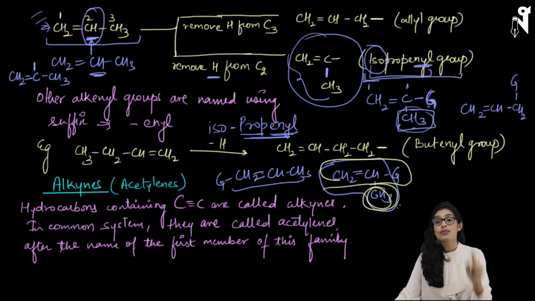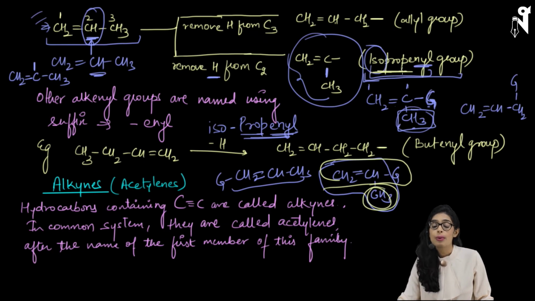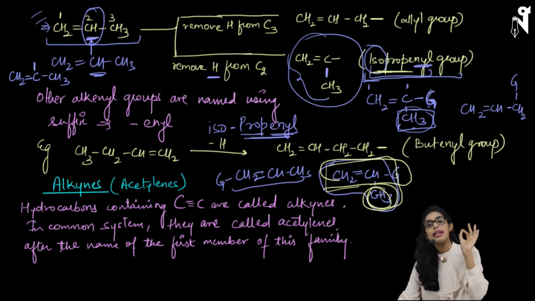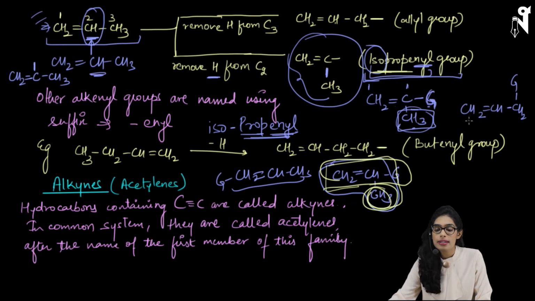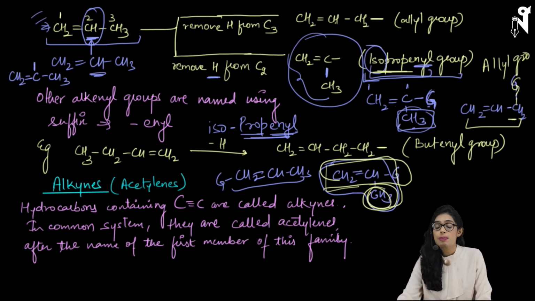And because of the presence of the CH3 branch, this is called isopropenyl, to represent that the alkenyl is made up of three carbons, out of which one CH3 is acting as a branch. Okay, and then this will be called what? This will be known as the allyl group. I've told you already, where the group is present on the carbon which is the neighbor of the double bond.